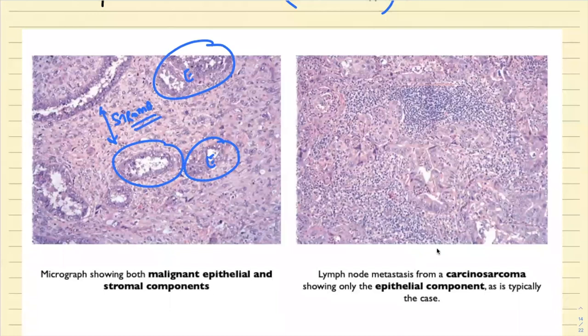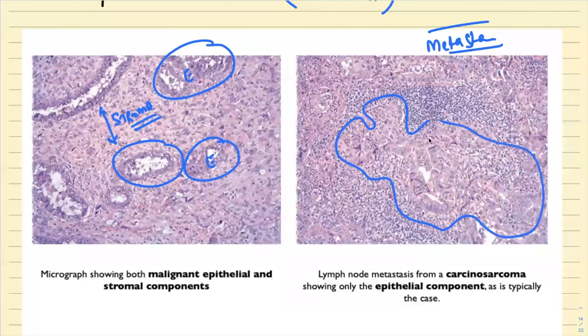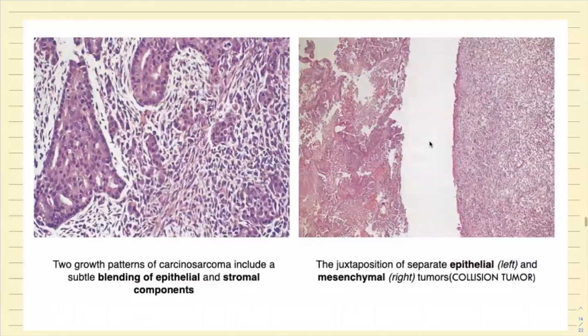Now, this is a diagram showing metastasis. In this lymph node metastasis, you can only see epithelial component metastasis over here. You cannot see any stromal component metastasis in this tumor. Okay, only the epithelial component metastasizes. This is another diagram. If you can see, there are two patterns of carcinosarcoma with a subtle amount of blending. So this is the epithelial pattern, and this is the stroma in between. Okay, there are two patterns, and there is a blending. See, the epithelial component is blending with your stromal component over here.